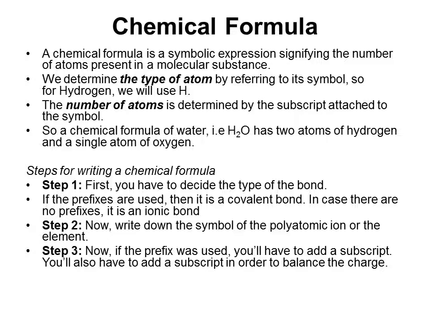Steps involved for writing a chemical formula. Step 1. First you have to decide the type of the bond. If prefixes are used, then it is a covalent bond. In case there are no prefixes, it is an ionic bond. Step 2. Now write down the symbol of the polyatomic ion or the element. Step 3. Now if the prefix was used, you will have to add a subscript. You will also have to add a subscript in order to balance the charge.